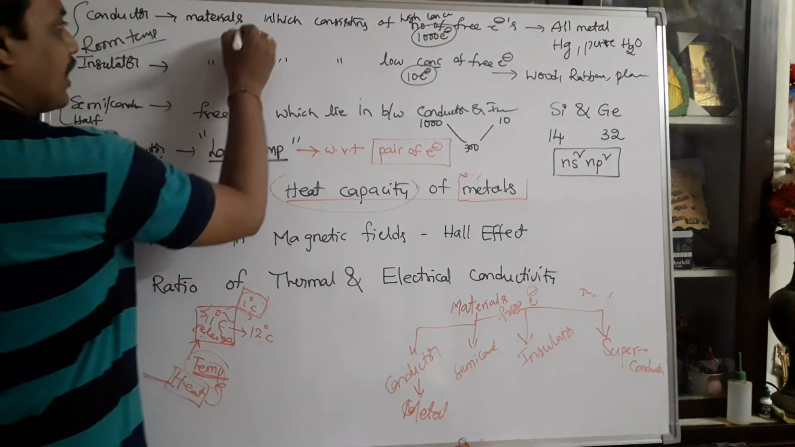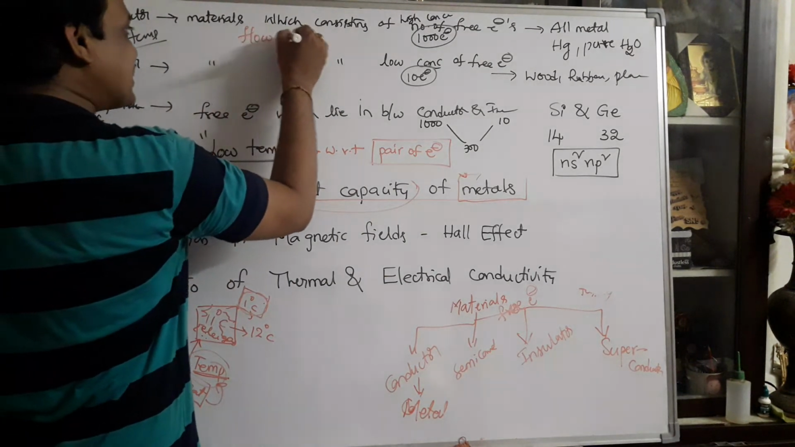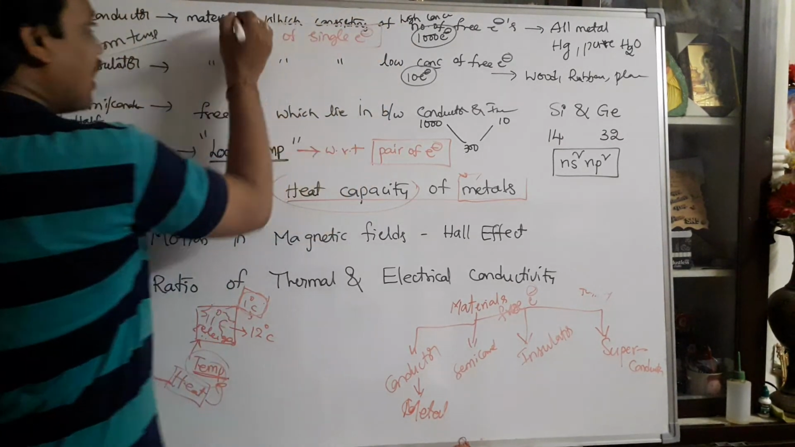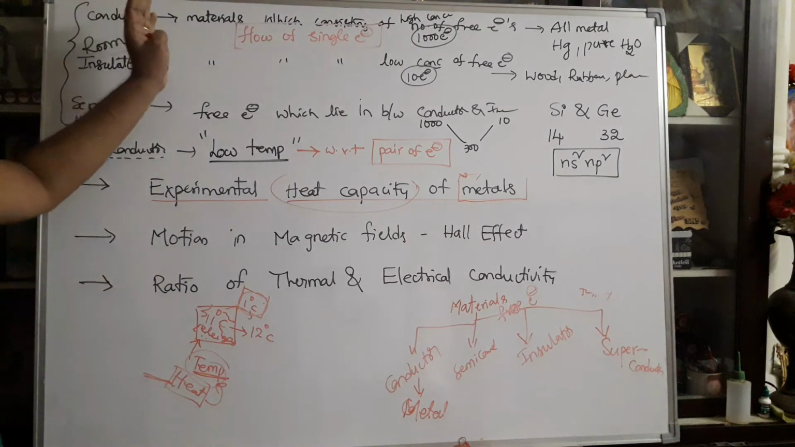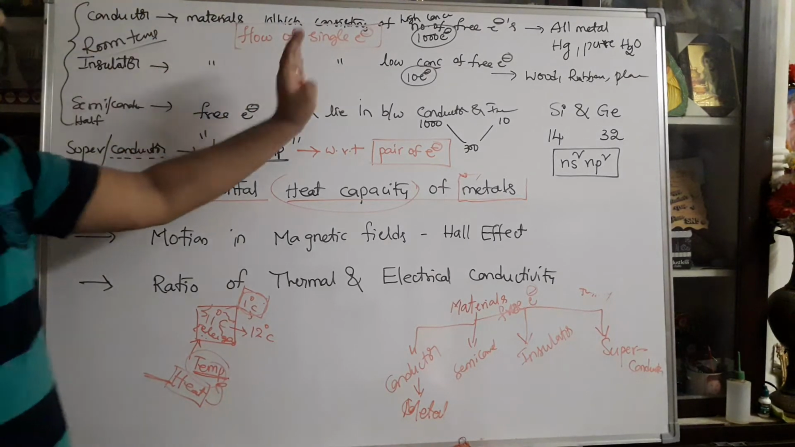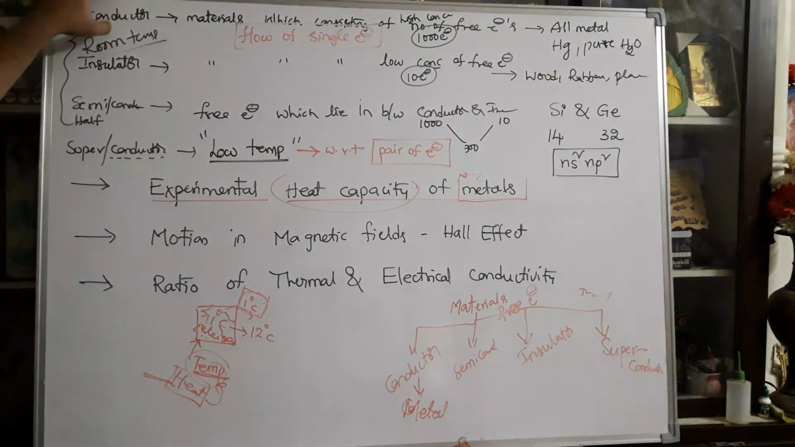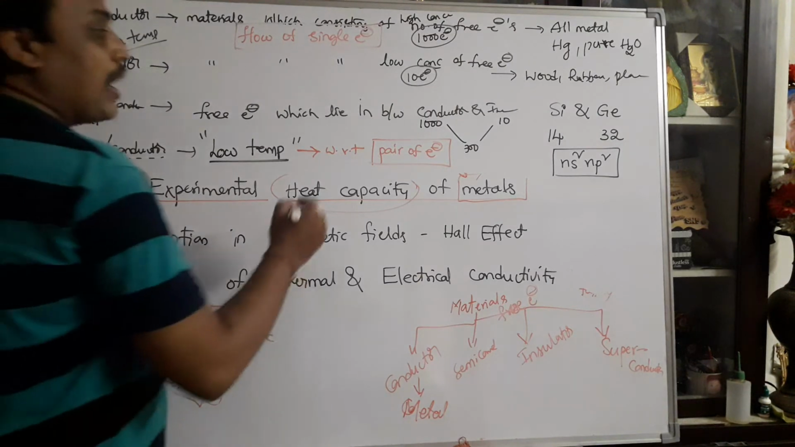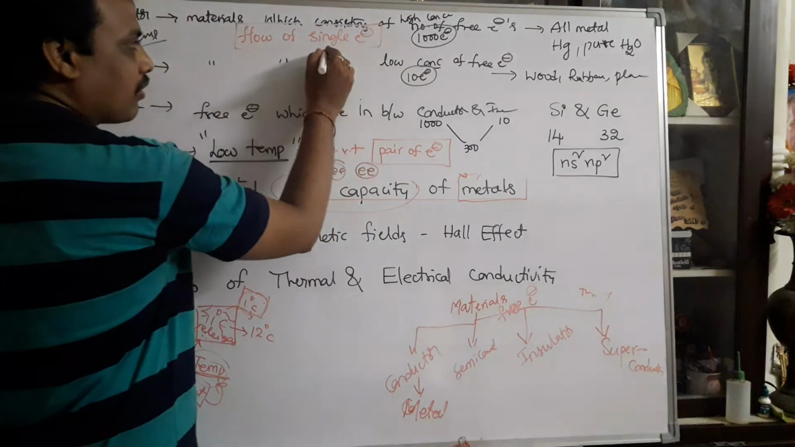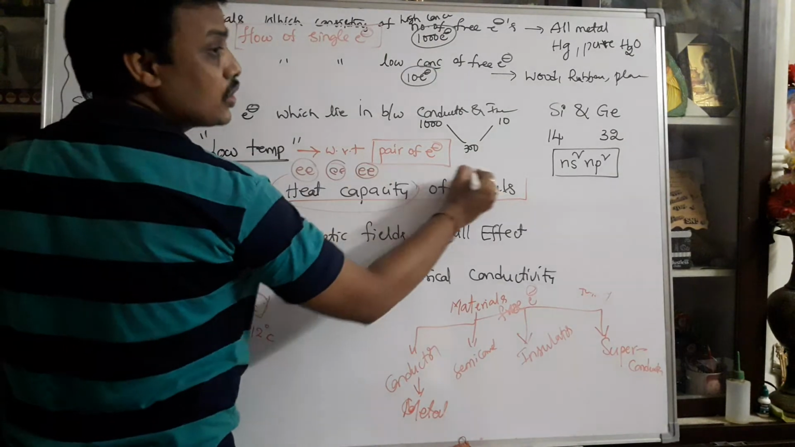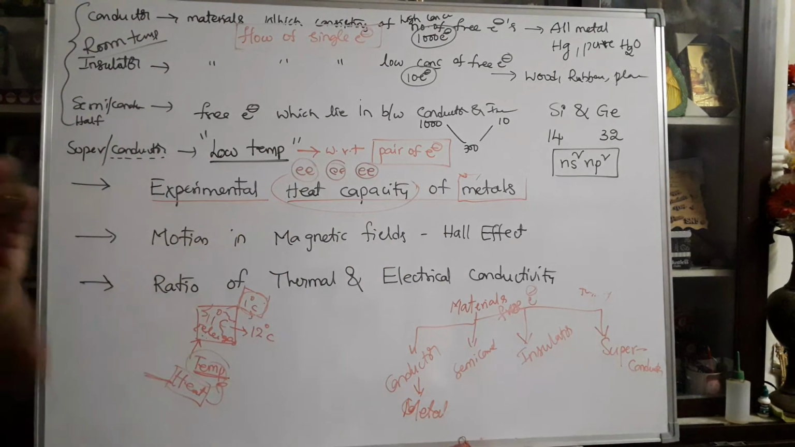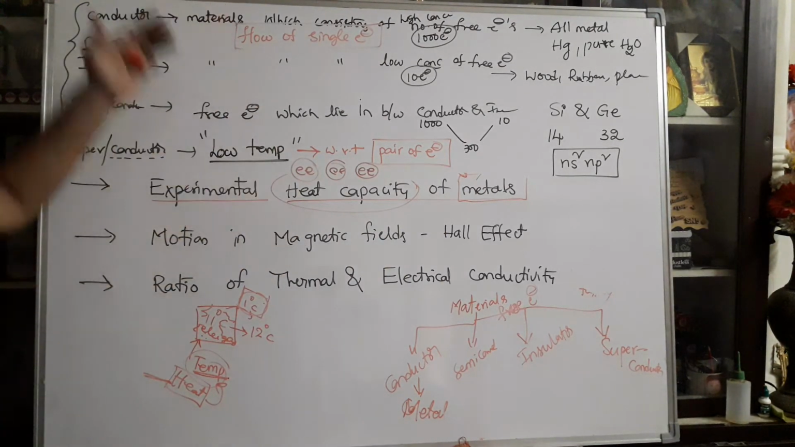In a conductor, there is only a flow of single electrons. One electron flows, after that the second electron moves, then the third electron. Electrons move one by one in the conductor state. In the superconductor state, pairs of electrons, two-two electron combinations, move. So pair 1 is 2, 2 is 4, 4 is 8.